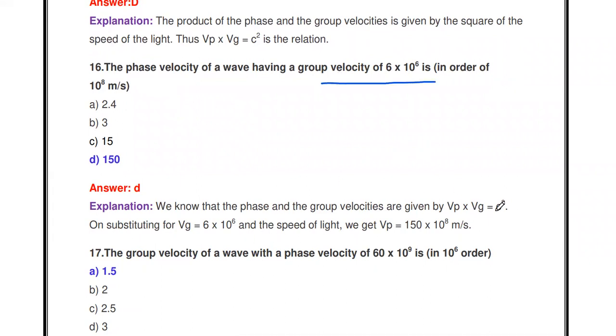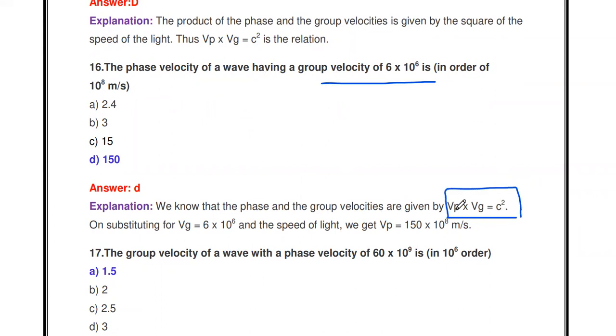So here the question is, phase velocity Vp we have to find out. The group velocity is given. So what is the relation between phase velocity and the group velocity? Phase velocity into group velocity is equal to c squared. Okay, so you know the formula.